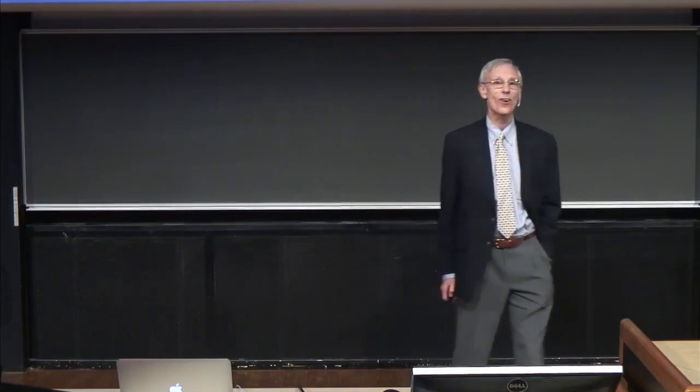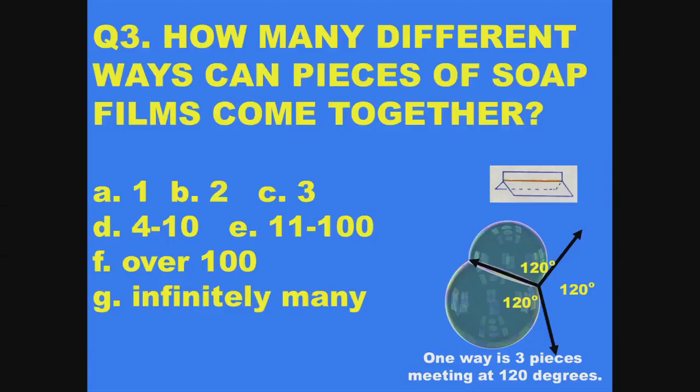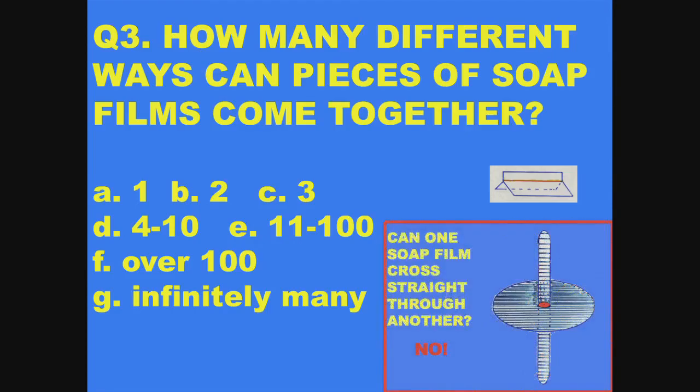Okay, folks, here comes your hardest question now. How many different ways can pieces of soap films come together? So we saw one way already, right? You can have 3 meet at 120-degree angles. We saw something that can't happen. You can't have one soap film cross straight through another soap film. That would be 4 meeting at 90-degree angles.